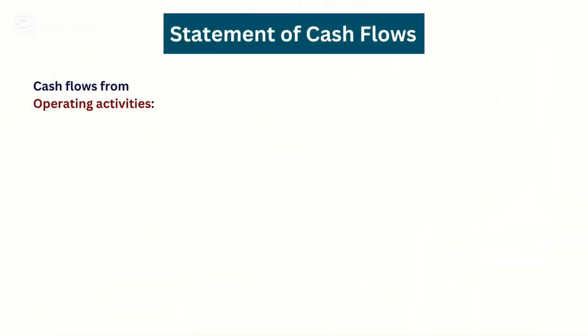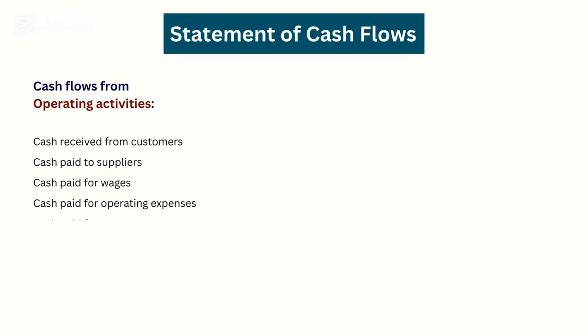Now that we understand why profit is not the same as cash, let's look at how the statement of cash flows is structured. First, we have operating activities. This section shows the cash generated from the company's core business operations. It includes cash received from customers, cash paid to suppliers, cash paid for wages, cash paid for operating expenses, cash paid for taxes and interest. A healthy company must generate positive operating cash flow consistently, because operations are what keep the business alive.